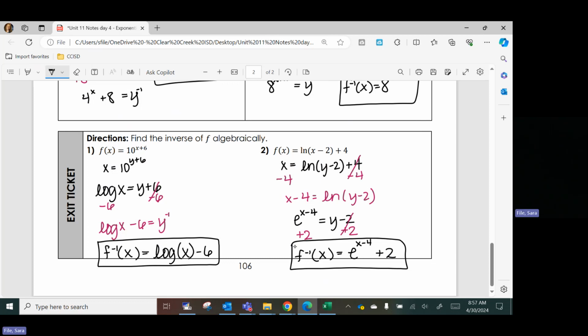Anybody think they did number 1 right? Well, tell us what you got. You don't have to go up to the board or anything. Just tell me what you think you got. Go ahead, Kira. Exactly. Log of x minus 6. Now the x can be in parentheses all by its lonesome, or you can have no parentheses at all. But you've got to make sure that minus 6 is not in the parentheses.